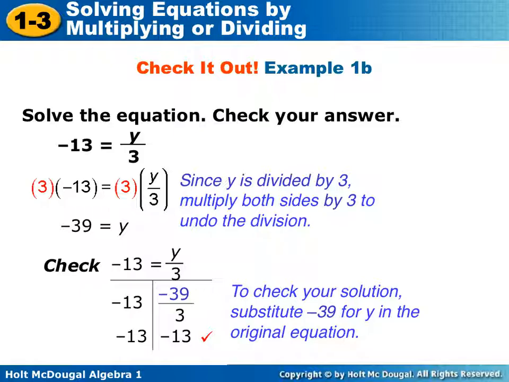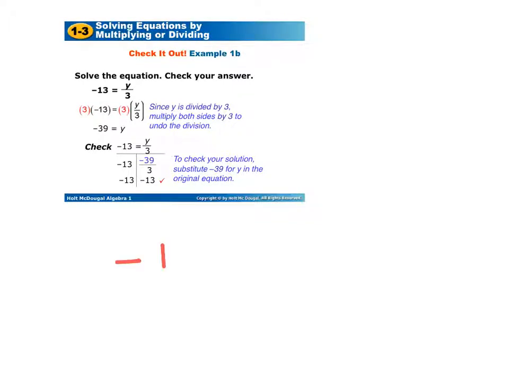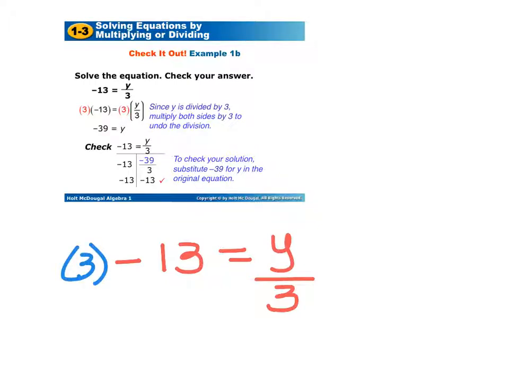Try the next one. Again, just integers here. This time it's written backwards. They've got the answer first. However, the process is still the same. Okay, it's division. To undo division, I'm going to use multiplication. What do we multiply both sides by? The 3. The number that is with the letter. So times this side by 3 and this side by 3.